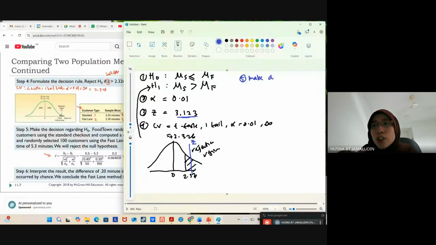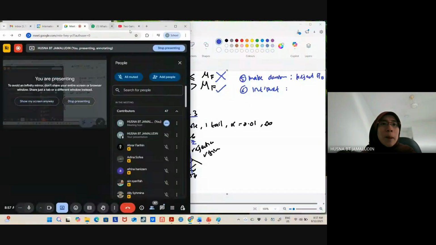Make a decision. What will be your decision when the Z is inside the rejection region? You will say reject the H naught. Reject the H naught. Don't reject H1, okay? H1 is your hypothesis. Once you reject H naught, number 6, you have to interpret your result. When you say let's reject the H naught, you are trying to say the mean for standard is bigger or longer than the mean for fast lane. But this is not how you want to interpret. So if you want to interpret, let's read the question.